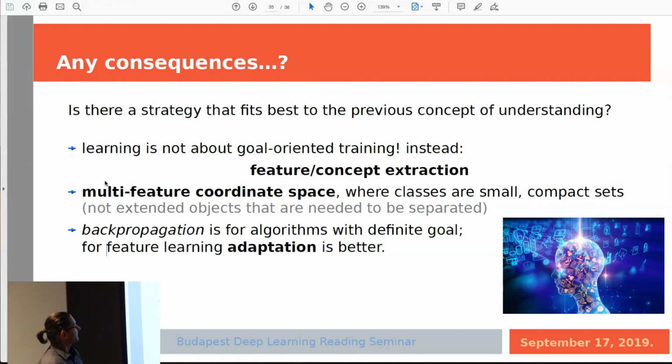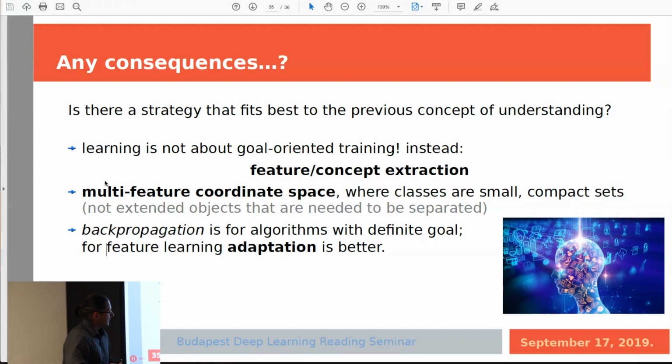The question is, is there a strategy that fits best to the previous concept of understanding? And I think maybe the most important message is that learning is not about goal-oriented training. Instead, we should think about it as feature or concept extraction. And for example, from this point of view, it's not enough to characterize a class with a single coordinate. At least some 2, 3, 4 independent coordinates should be used to characterize a class.